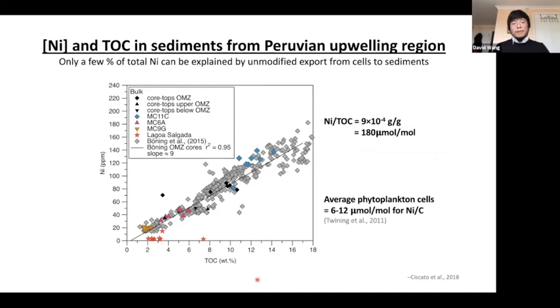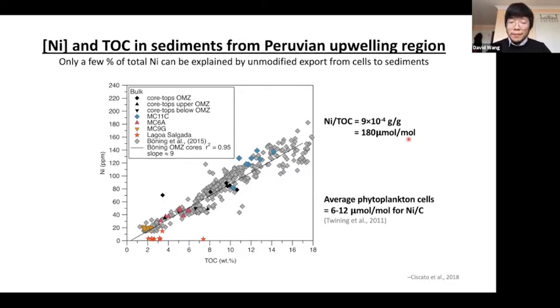And there's another example for the nickel to TOC content in sediments from the Peruvian upwelling region, which is another one of the most productive areas. As you can see, there's a positive correlation between nickel concentration and the TOC content, with a slope for nickel to carbon ratio around 180 micromolar per molar.